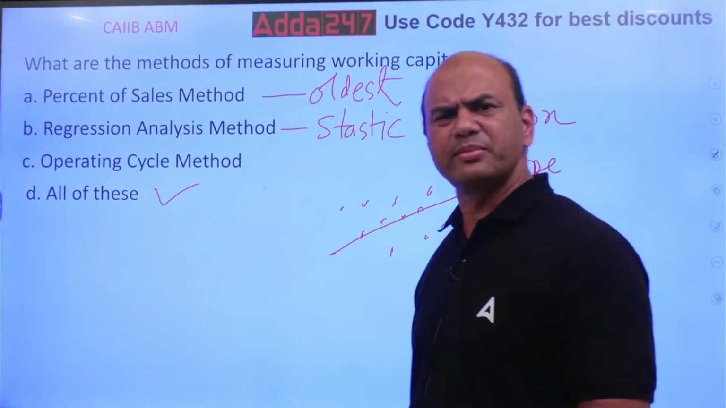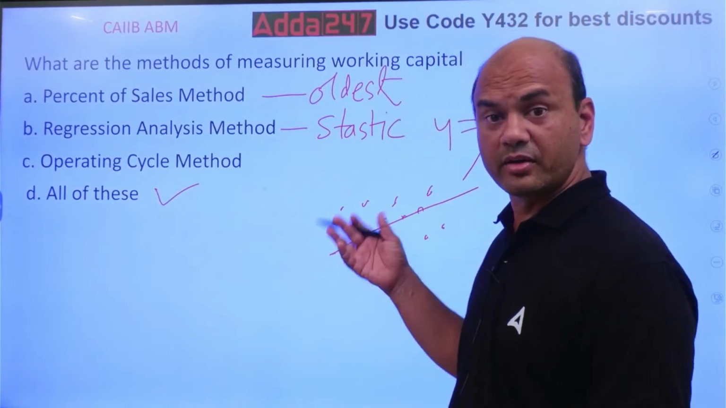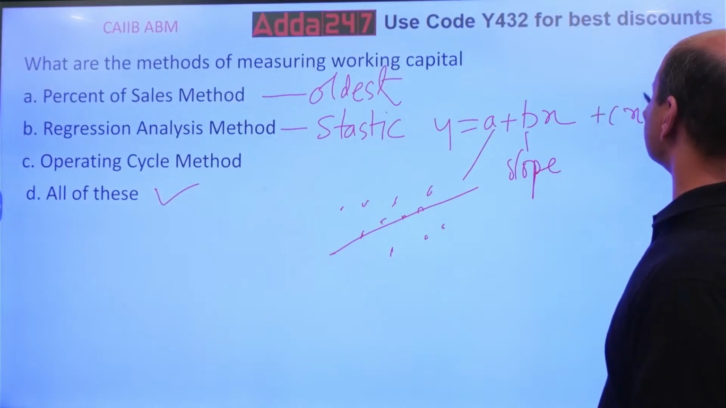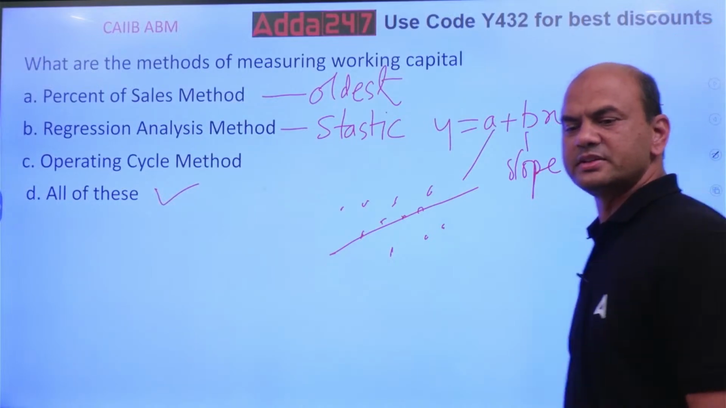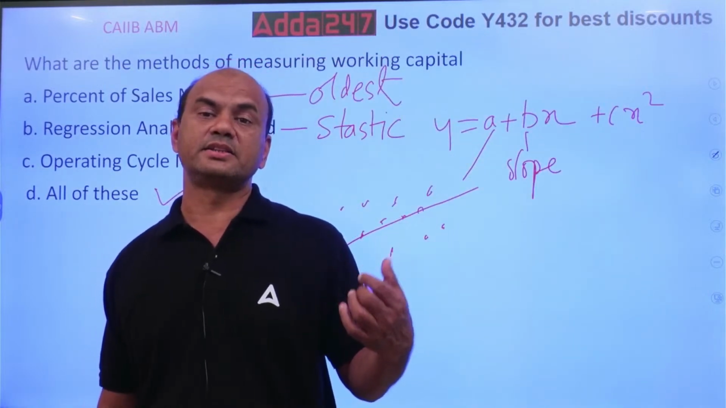Okay. Regression can be curvilinear also. See here, it's not only a straight line. It can be a curve also. Y equals to A plus BX plus CX square. You can have this also. Anyways, it's allowed. So, regression analysis is one of the methods.